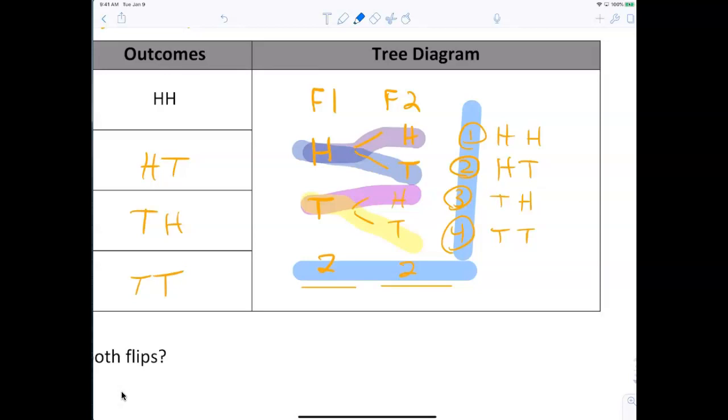The fundamental counting principle just says whatever many outcomes you have, you just multiply them together, and that gives you the total number of outcomes. So this relationship is a multiplication sign. So we know there are 4 possible outcomes.